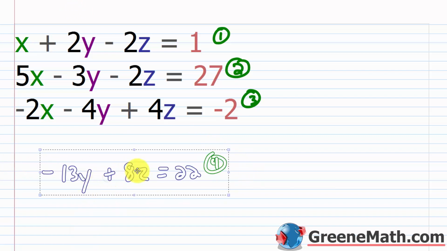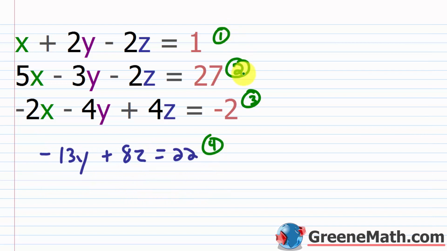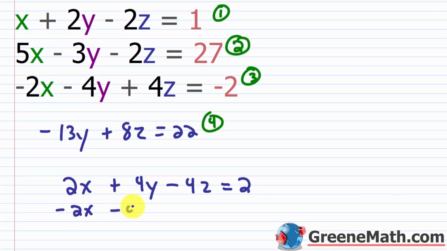So let's drag this up. So again, we used equation 1 and 2. So now let's use equation 1 and 3. And let's again eliminate the x variable. So to do that now, I'm going to multiply equation 1 by positive 2. So what I'm going to have is 2 times x, which is 2x, then plus 2 times 2y, which is 4y, then minus 2 times 2z, which is 4z, and this equals 2 times 1, which is 2. So this is a transformed version of equation 1. Again, we just multiplied it by 2.